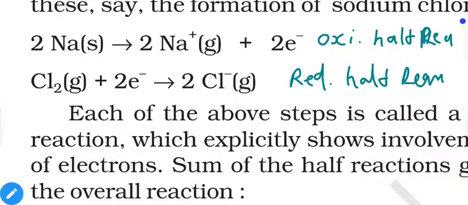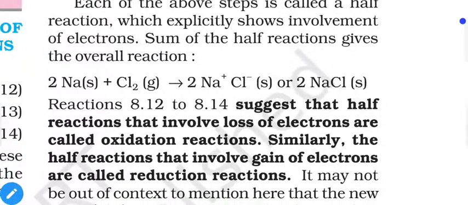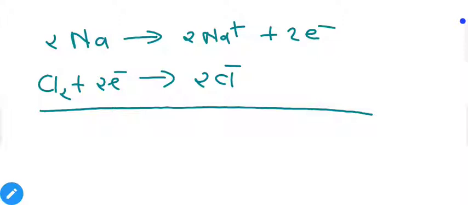So both of these reactions combined give a redox reaction. Each of the above steps is called a half reaction, which explicitly shows the involvement of electrons, and the sum of these reactions will give us the overall reaction. So let's check the overall reaction once more. These are the two half reactions, the oxidation and reduction half reactions. Let's add these two reactions together.